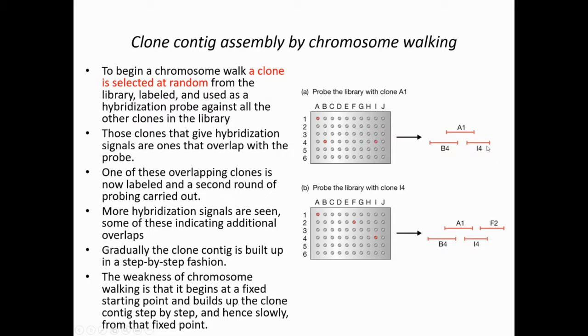And then you can continue. You use I4 as the probe to probe the genomic library, and then you find A1 and F2, so that you know A1 and F2, and for the next probe you can use F2. Then you can identify another clone, all right? And then they say clone A5. You use A5 to probe the whole genomic library and to identify the next one. So this is called chromosome walking, okay?